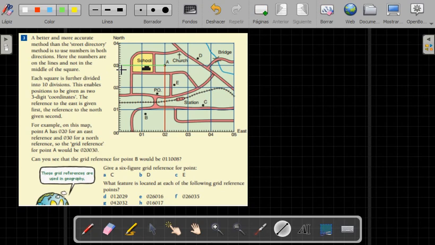3, 0. Finally, with the east reference and the north reference, we make one single coordinate, which is 0, 2, 0, 0, 3, 0.